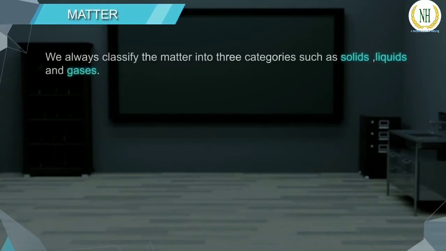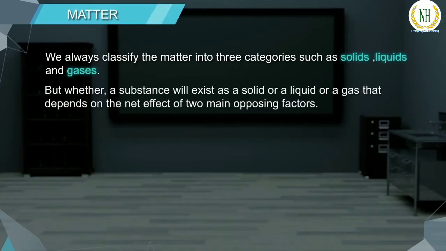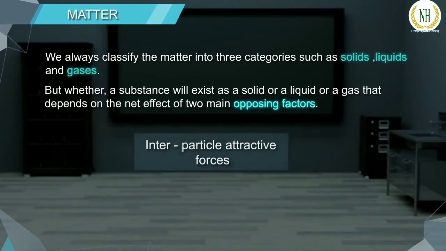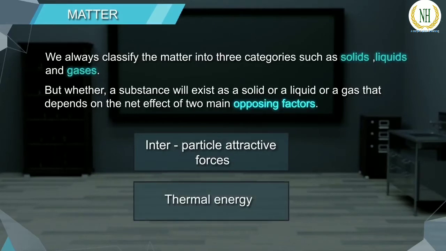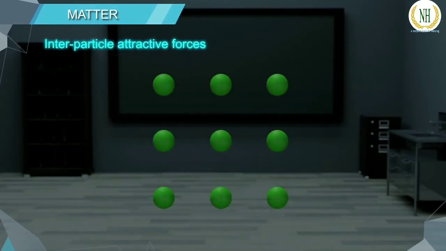Matter. We always classify matter into three categories: solids, liquids, and gases. But whether a substance will exist as a solid, a liquid, or a gas depends on the net effect of two main opposing factors. They are interparticle attractive forces and thermal energy. Now let us look into interparticle attractive forces.